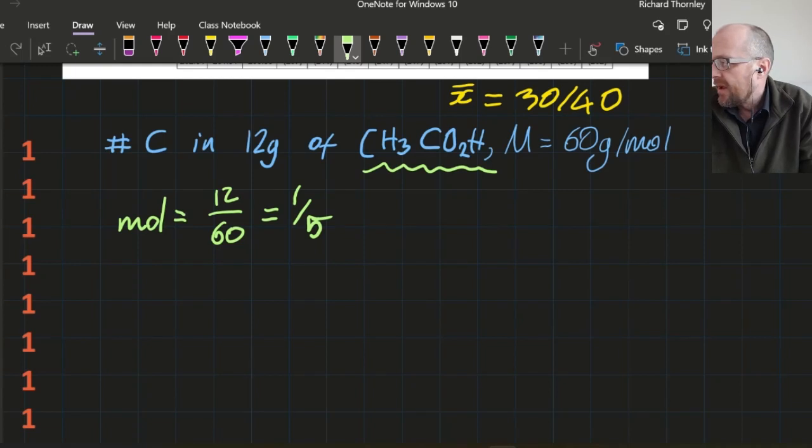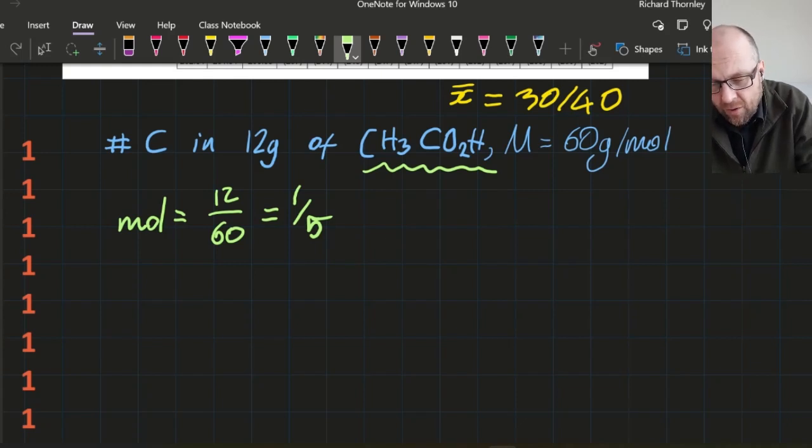ethanoic acid. So 1A would be the answer if that was the question, but that's too simple. They're asking me for the number of carbon atoms, so that's going to be a huge number. Carbon atoms are really small. It's 12 grams, there's going to be loads of them. So it has to be C or D. It has to be a big number.